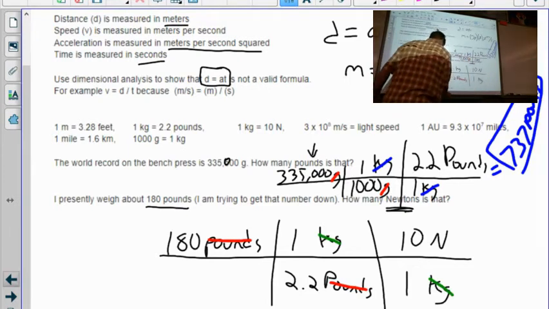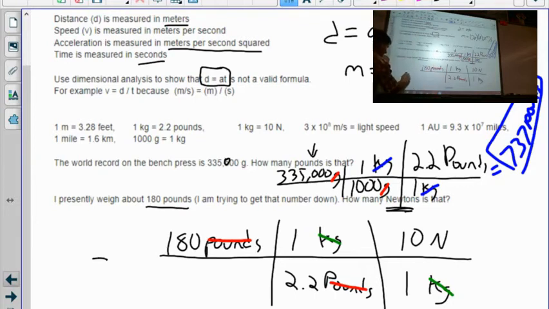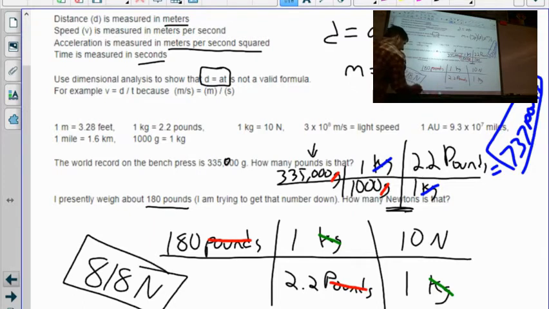Kilograms will cancel out. If I do this out, I have 180 times 10, then divide that by 2.2, and if I multiply it all out, I come up with 818 newtons. And there's your answer.